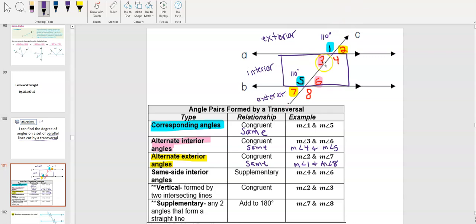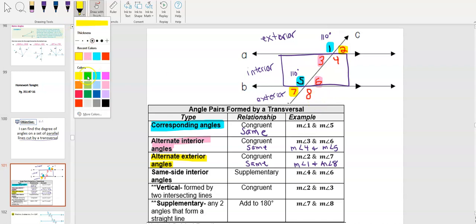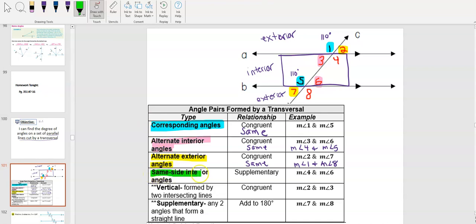So again, if angle 1 is 110 degrees, then angle 5 is 110 degrees, and angle 8 is 110 degrees because they're alternate exterior angles. All right, grab another color. Now we have same side interior angles.